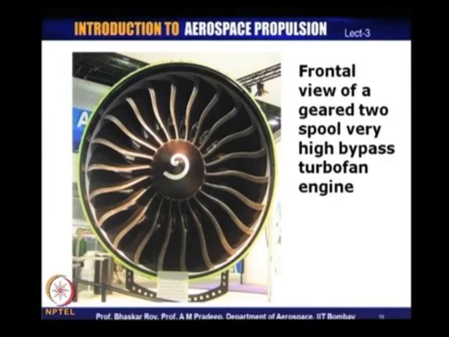This is a frontal view of a geared 2-spool very high bypass turbofan engine that is already being flown, and you can see that the fan sizes are huge. The size of this is huge. Each blade here is probably the size of a full grown human being.